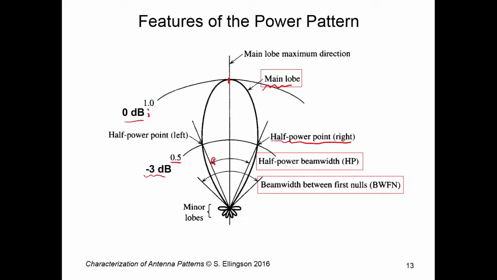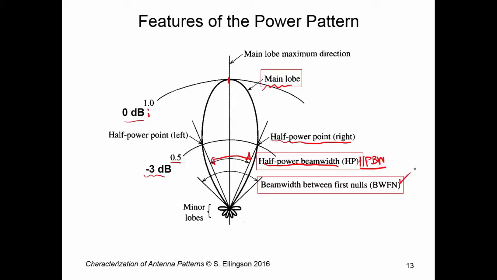And in fact, the distance between half power points in the main lobe is referred to as the half power beam width. Here it's written HP. More commonly, it's written as HPBW, half power beam width. So that's the distance between the half power points in some plane. I'll point out the half power beam width can be different in the E plane and the H plane for the same antenna because the patterns can be different for the same antenna.